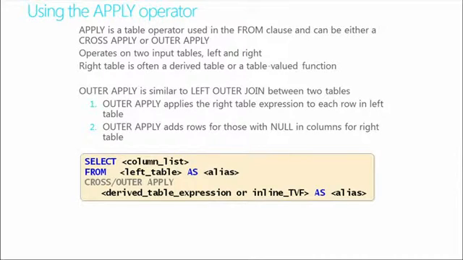Is there an example when we would want to use an apply operator when we're talking about the tables between the employee and the customer? Or do we have an example? I've got one here that's kind of listing that we can select the column list from the left table and give it an alias name. Then we can do a cross or outer apply. And then we use one of those derived table expressions that we had talked about earlier, or inline expression. I can go ahead and show a simple demo.